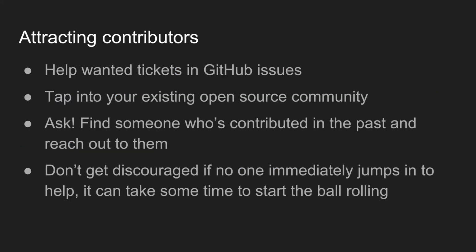The last piece to building an open source campaign is to attract help. Some good ways to do that are creating help wanted tickets in GitHub issues. If you have an existing community, you can tap into there to find help. But personally, I've always found the best way to get help is to just ask for it. Never underestimate the power of asking for help. Maybe find someone who's contributed to a different campaign or related project in the past, and reach out to them directly and ask to see if they're interested in helping out. I've done this a ton of times, and you'd be surprised how many times people just say yes.